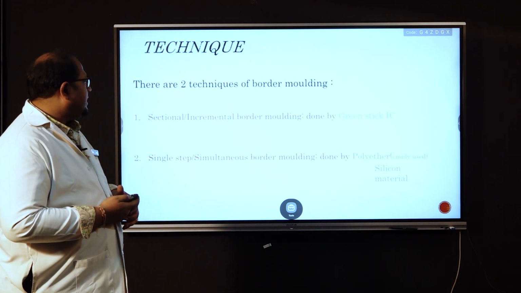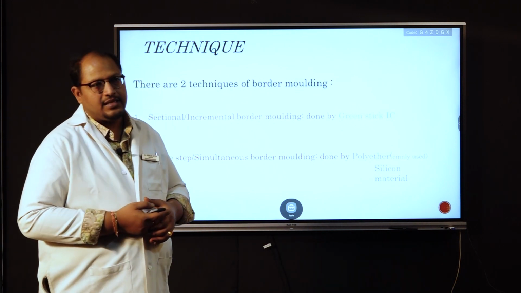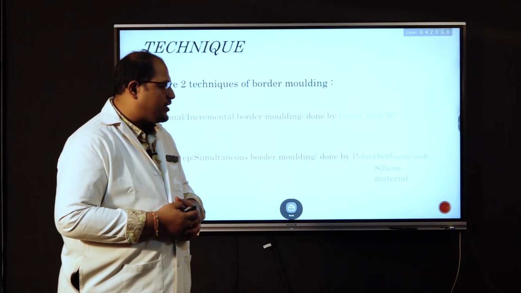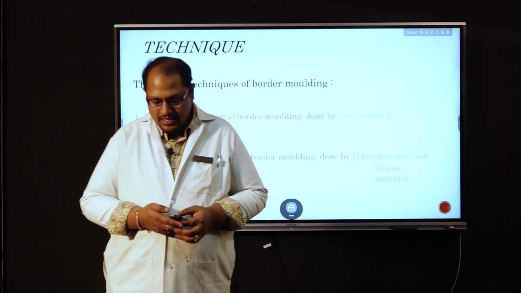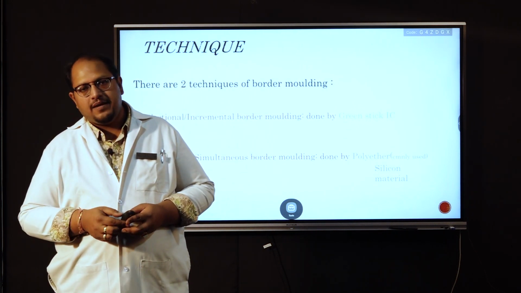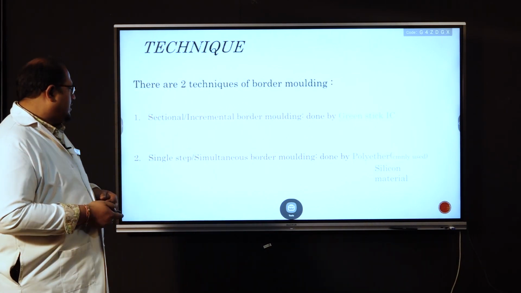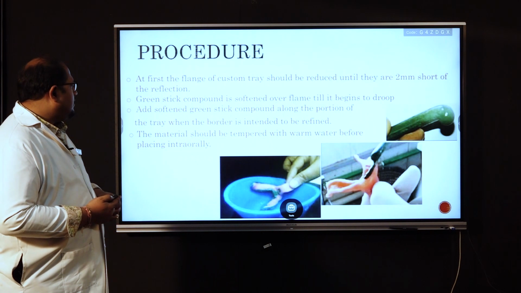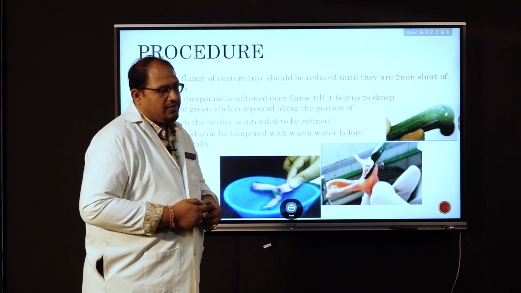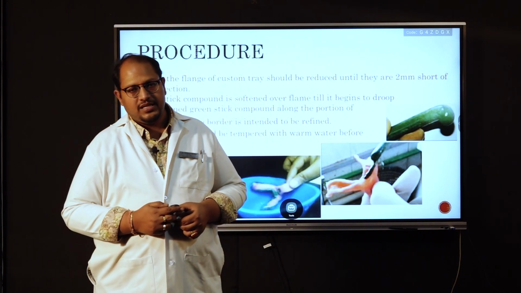So there are two different techniques of border molding. One is the sectional or incremental border molding technique, and the other one is the totally complete or single step simultaneous border molding technique. When we are talking about the incremental border molding technique, that will be done either with green stick impression compound, and when we are talking about single step, it is usually done with a polyether or a silicon impression technique. So what the procedure is, we will go through in detail.